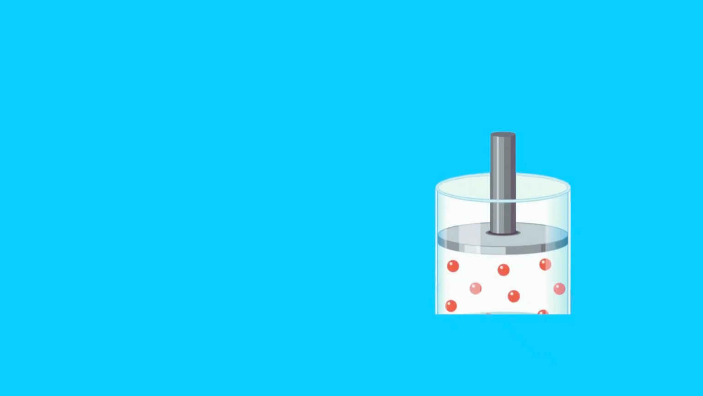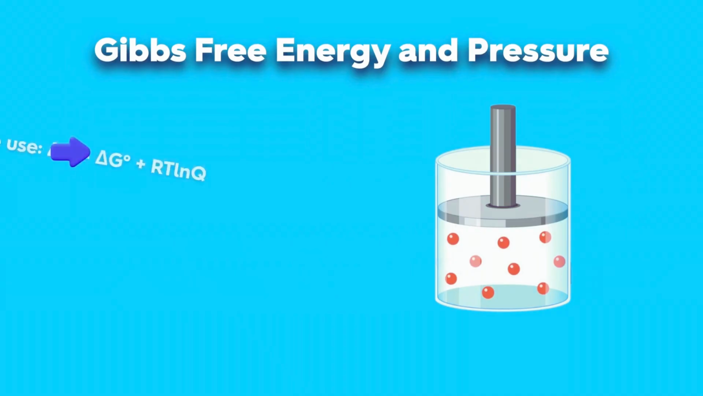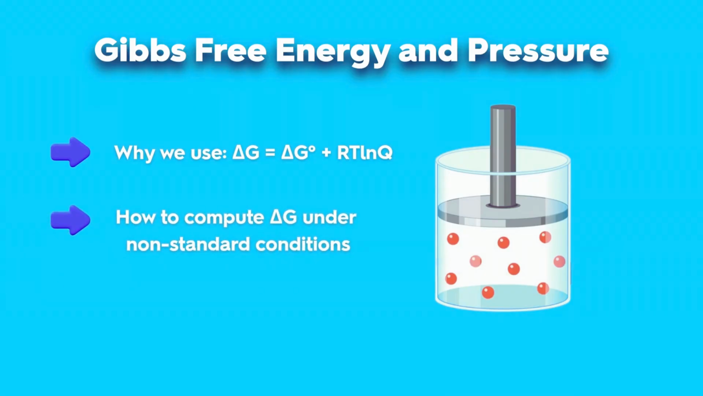In this video, you'll learn how pressure affects Gibbs free energy, why we use the equation delta G equals delta G naught plus RT times the natural log of Q, and how to compute delta G under non-standard conditions.